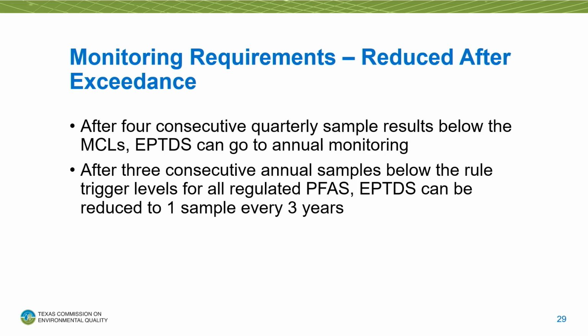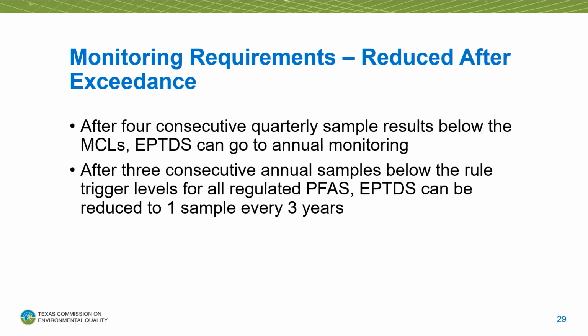So for monitoring requirements, if you did exceed, there is eligibility to go to reduced. So if you're on that quarterly, after 4 consecutive quarterly samples, so after a year of quarterly sampling, if all those results are below the MCL, then those entry points, at each entry point, can go down to annual monitoring, so it's entry point specific there.